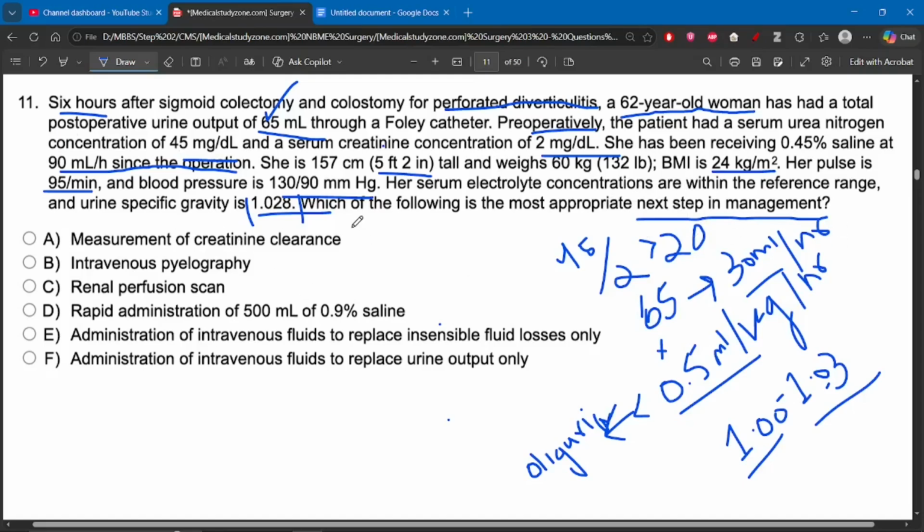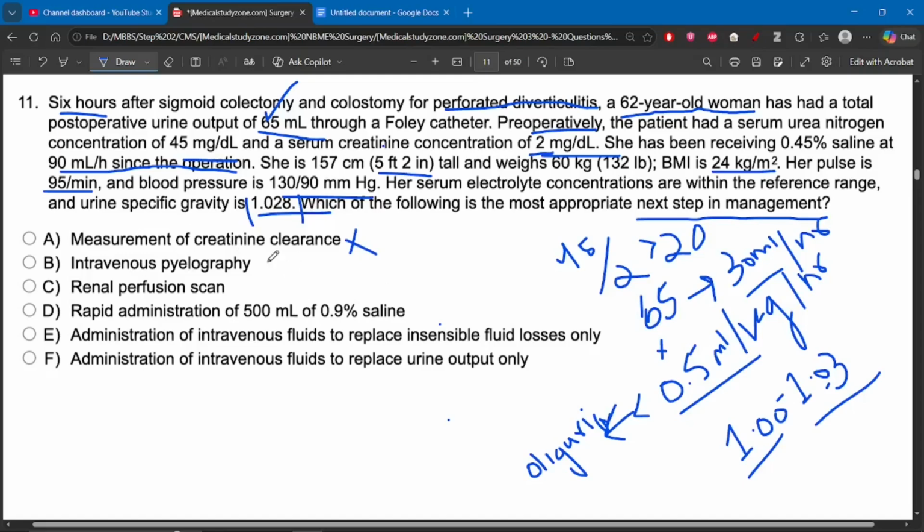Measurement of creatinine clearance, wrong answer, because this has no value. We already know that she had a problem and her creatinine concentration was 2. So this creatinine concentration of 2 means that she's already lost like 90% of her renal function. So what good would we do by measuring her creatinine clearance? She's already in the end stage renal disease territory. So this would have no use.